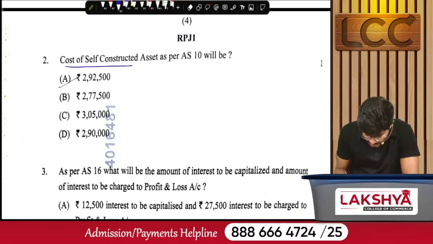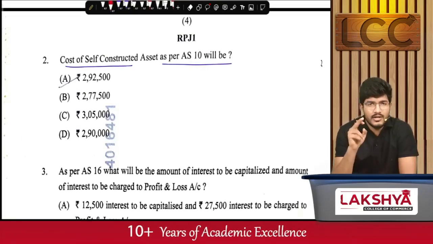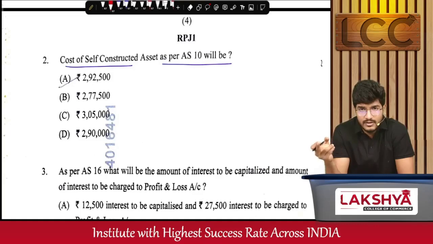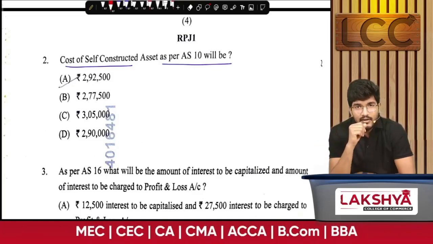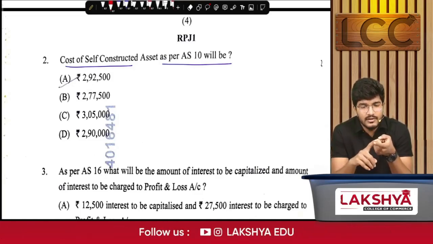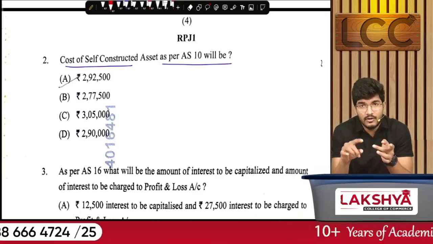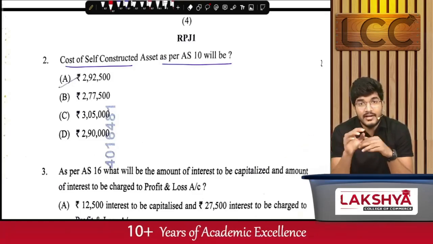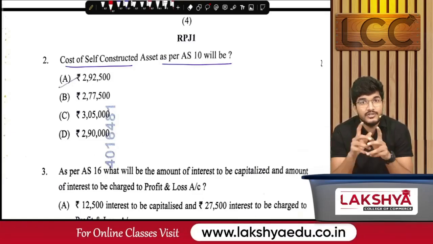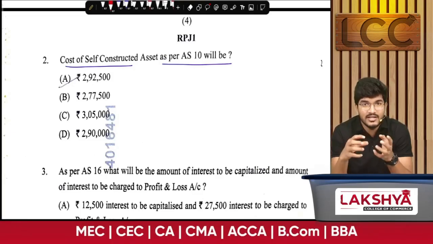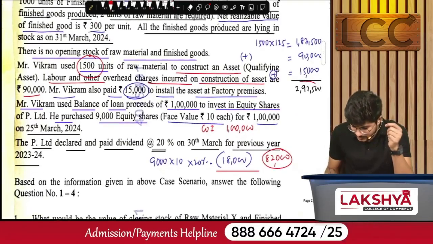Cost of self-constructed asset as per AS10 will be. So here we should consider the cost of self-constructed asset as per AS10. As per AS10, if it is a self-constructed asset, we should consider the purchase price and all directly attributable expenses to construct the asset and bring the asset into ready to use condition. And in addition to that, in the given case, the asset is a qualifying asset. So in case of a qualifying asset, we should also capitalize the borrowing cost to the extent of the amount used for construction, right?